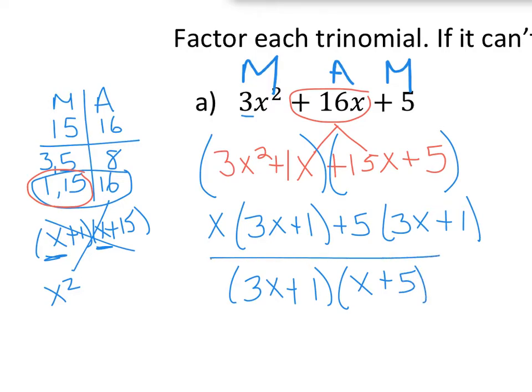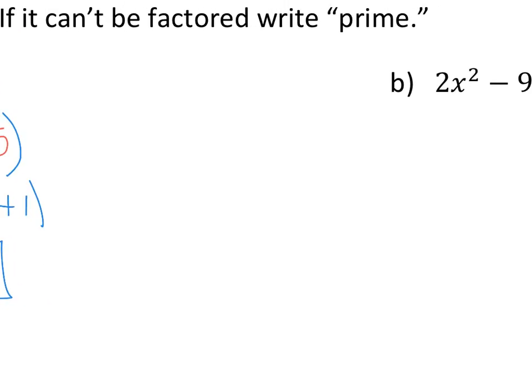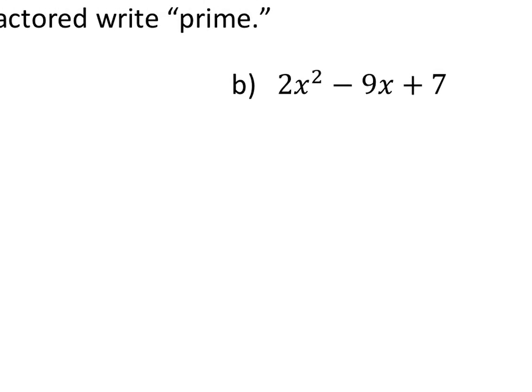So we used a combination of our MAM method and our factor by grouping method to factor these type of trinomials. Let's do another simple one. Let's look at letter B. It is in descending order already, standard form. There is no GCF, so I can go ahead. I'm again going to use my method, MAM, but if you used a different method, go ahead and use it. The M is 14, and the A is negative 9.